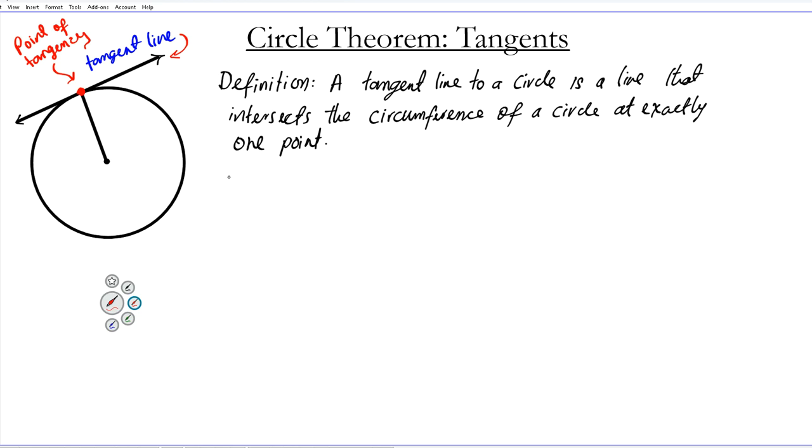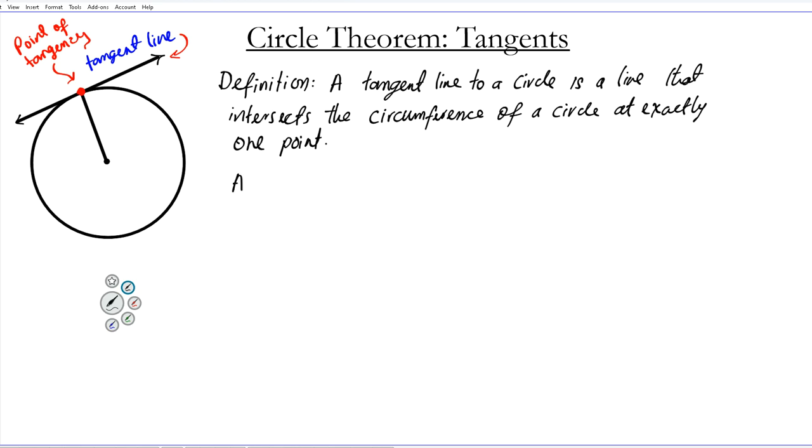Now there's a special relationship between a tangent line and the radius or diameter of a circle that has an endpoint on the point of tangency. All right, so let's go ahead and write that down. And the relationship is as follows.